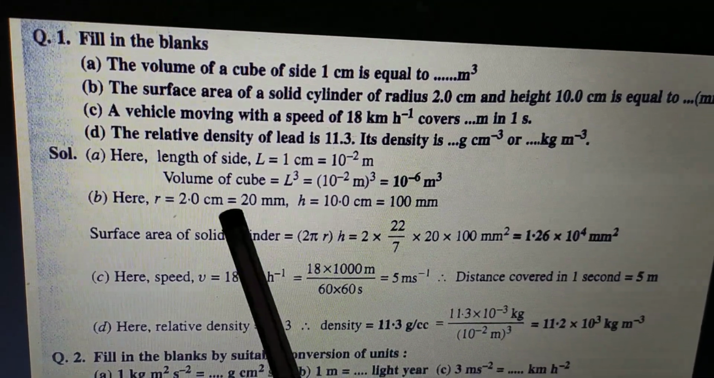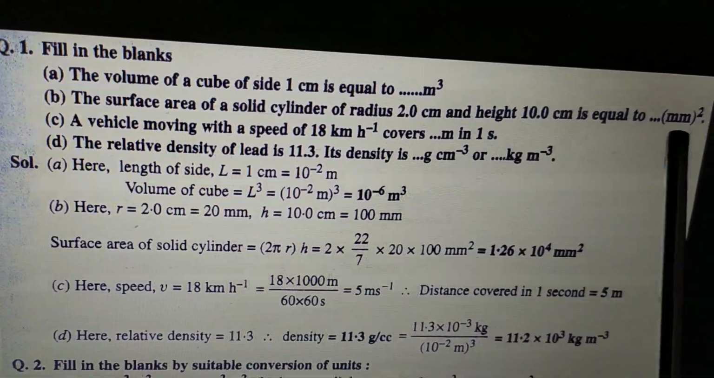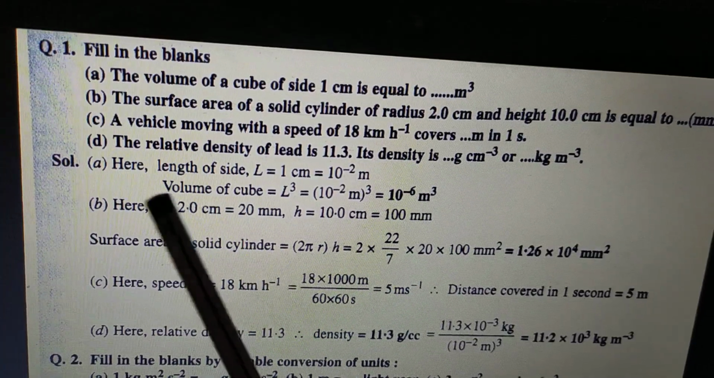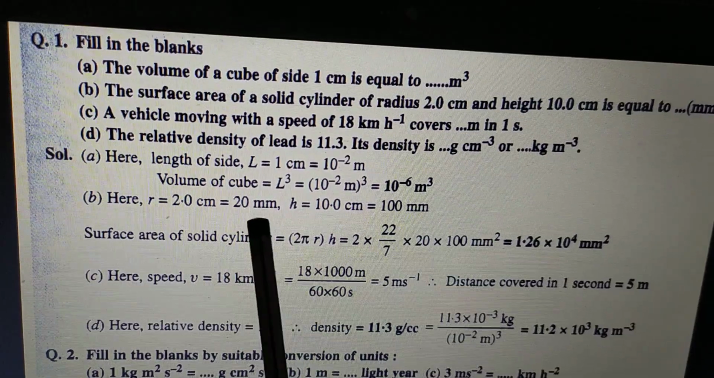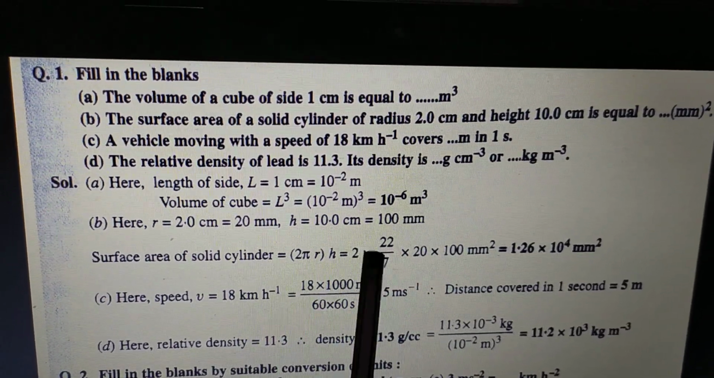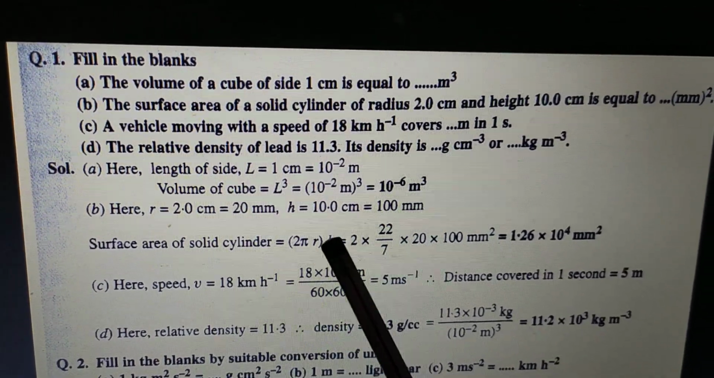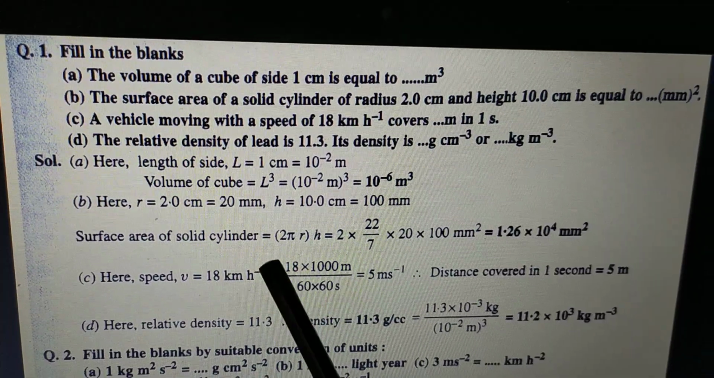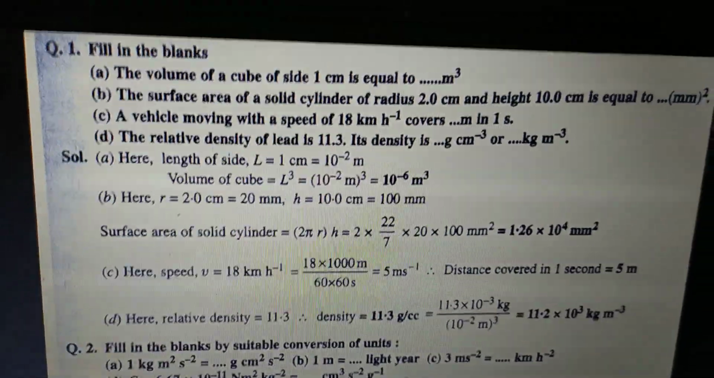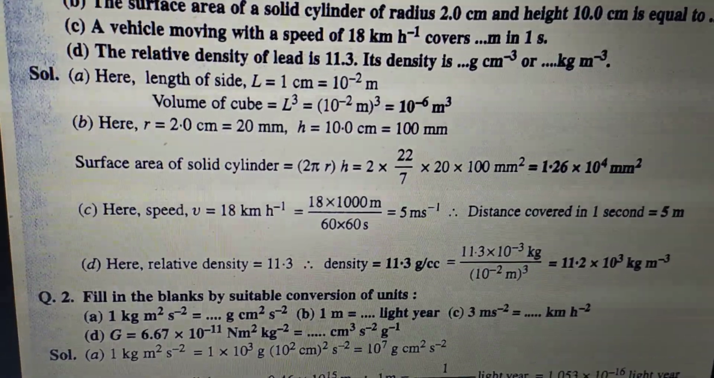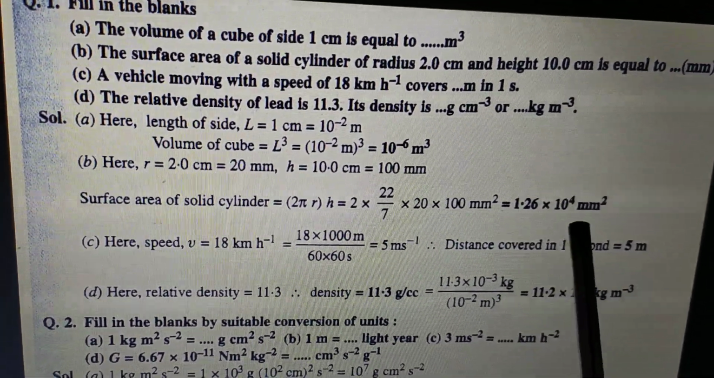The surface area is asked in millimeter square. All the things, radius and height, are given in centimeter, so we can simply convert them into millimeters. Now by putting this radius and height in the formula for the surface area of the cylinder, we can simply solve and find the value. The value comes out to be 1.26 into 10 to the power 4 millimeter square.